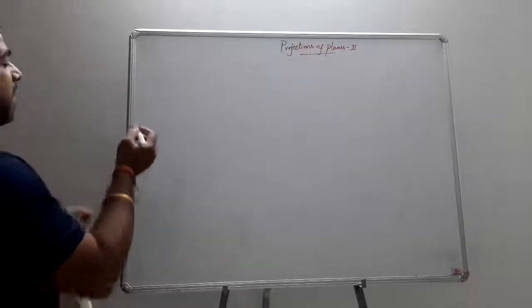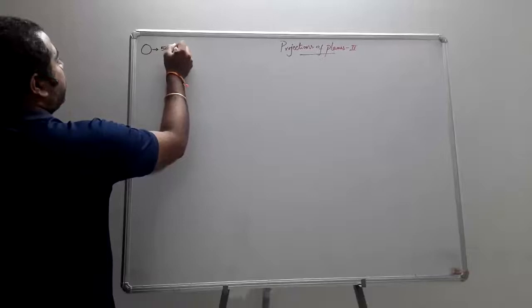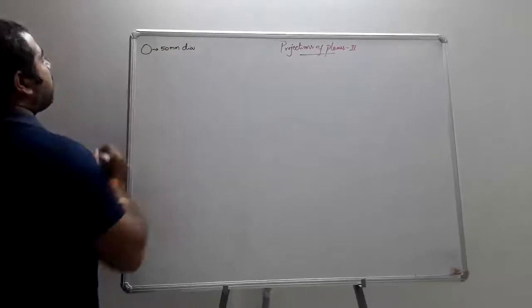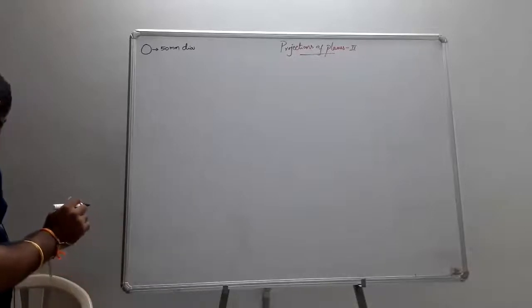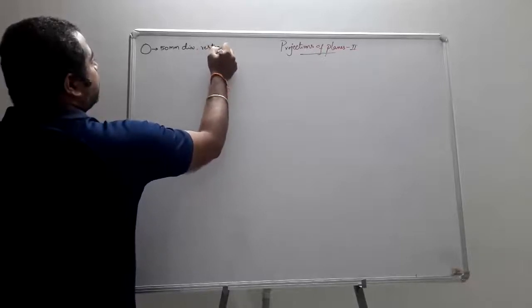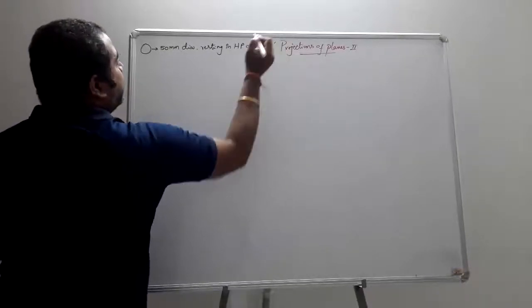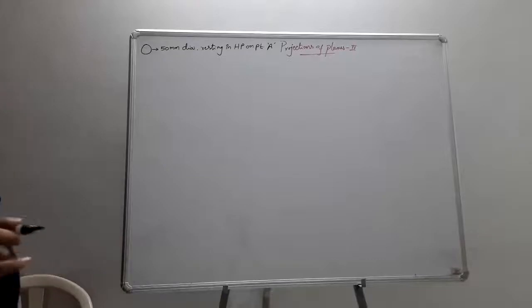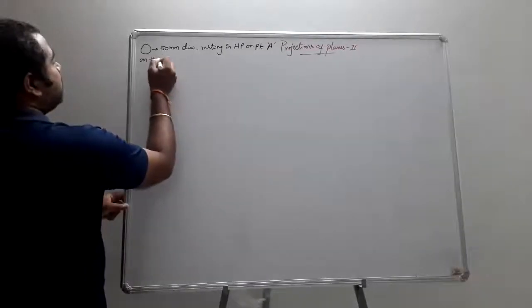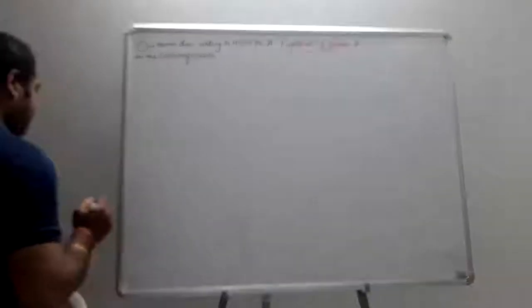Draw the projections of a circle having 50 mm diameter, resting in HP on point A on the circumference.